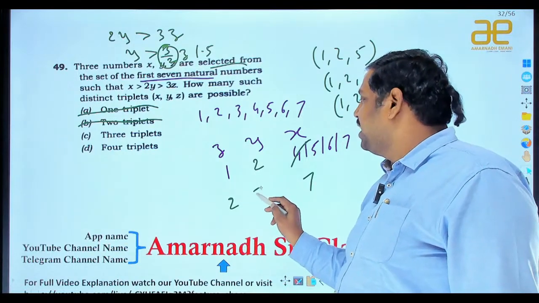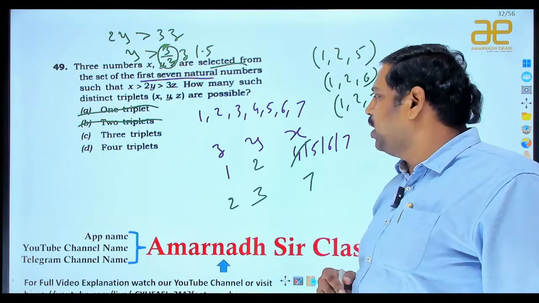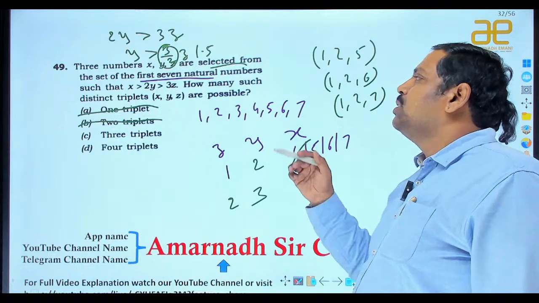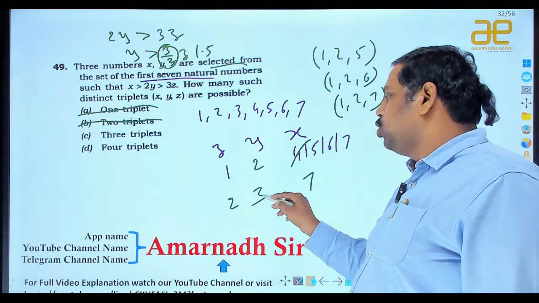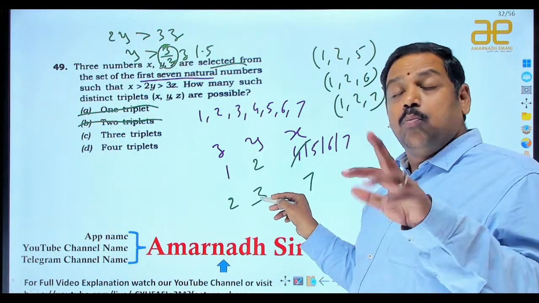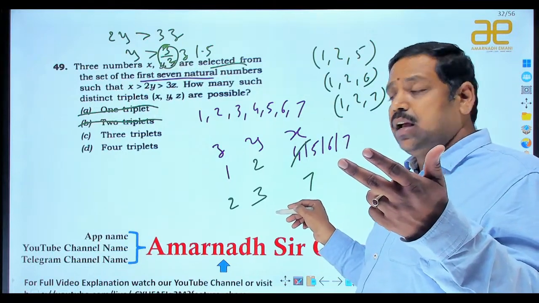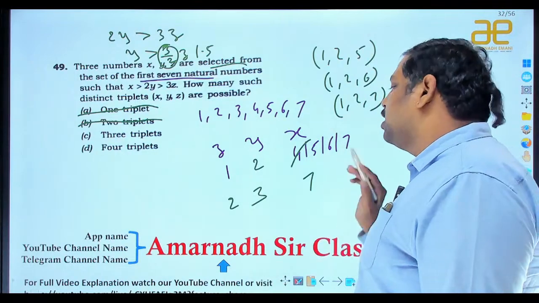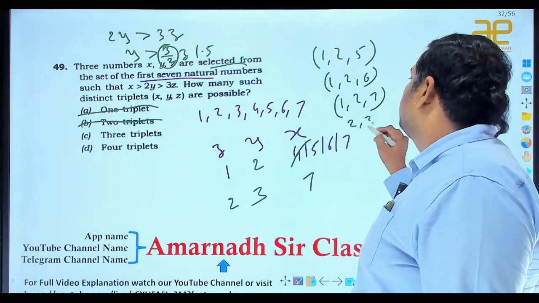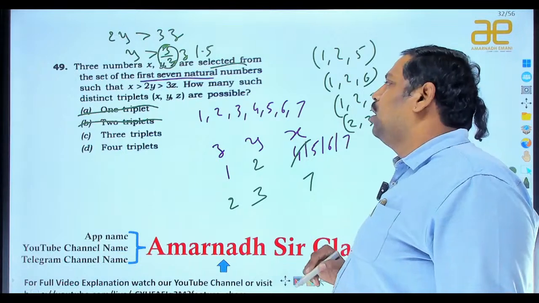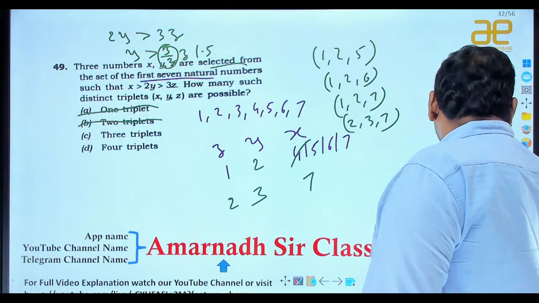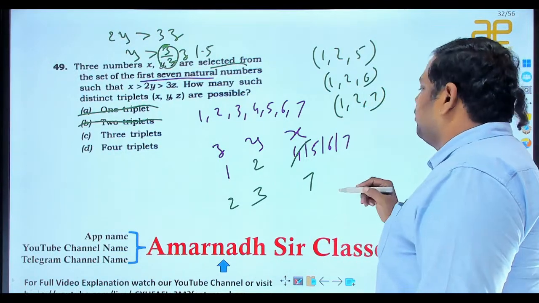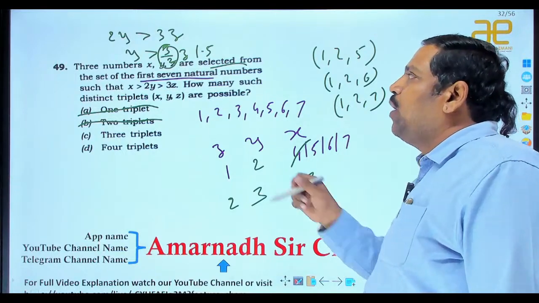So if I take y as 3, then x should be more than 2y. 2y means 3 twos are 6. More than that means 7. Yes, it is satisfying all the conditions. 2, 3, 7 is also a possibility. Sorry, 2, 3, 7 is not a possibility. Why? Because y should be greater than z.